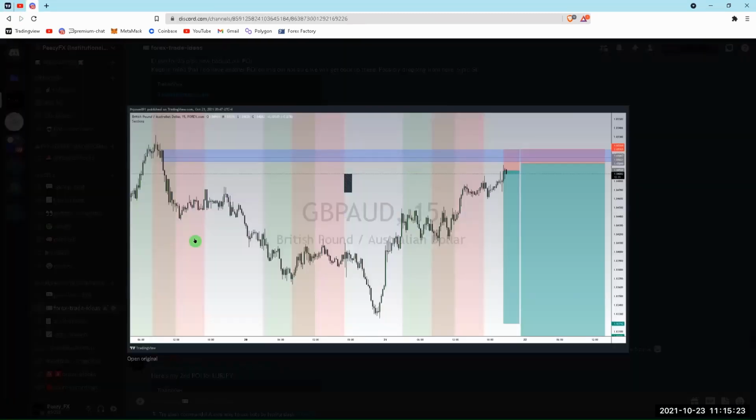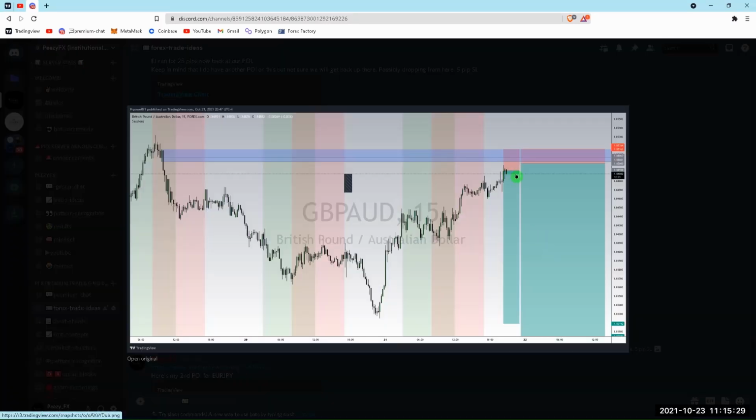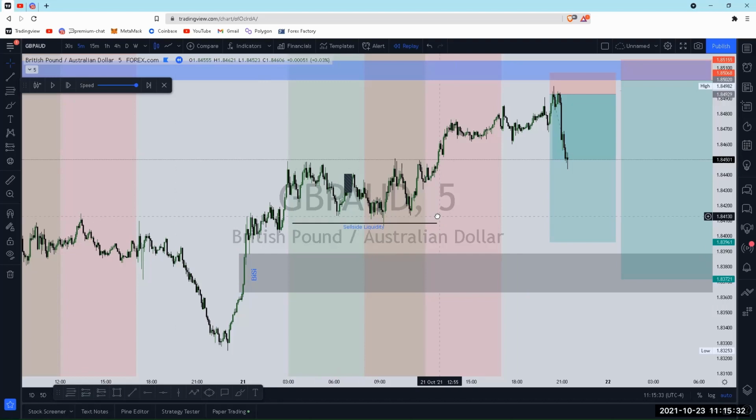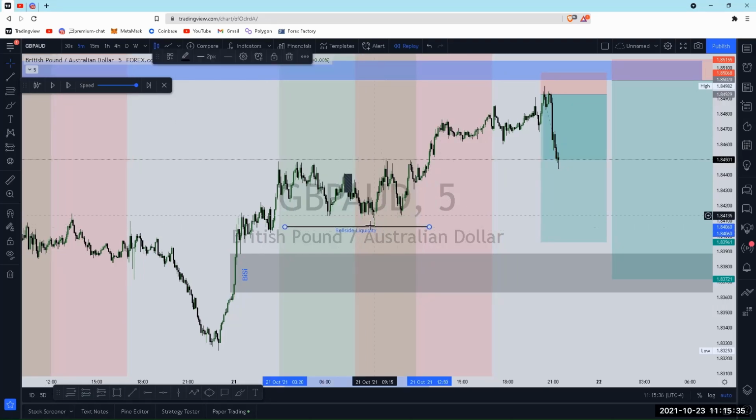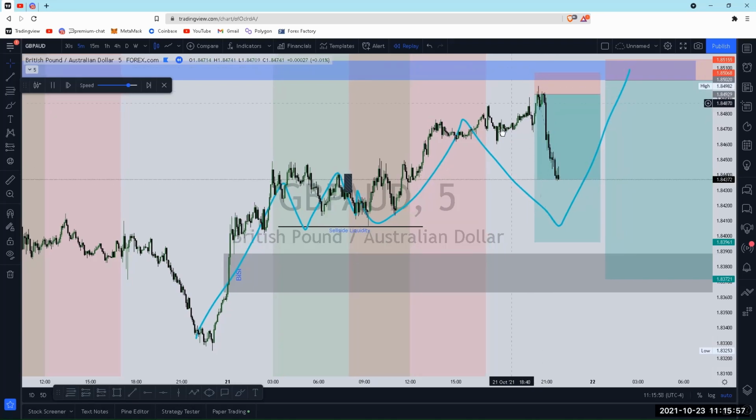Like I said, right here I placed a position on GA, but I'm leaving my pending sell limit right there. And this is the area of the marketplace that I'm targeting because, like I said, a lot of these rookie traders are going to think that this is a support zone, and every time price hits this area, it's going to go up, and you want to target those clowns, right? Boom. So price comes down here.